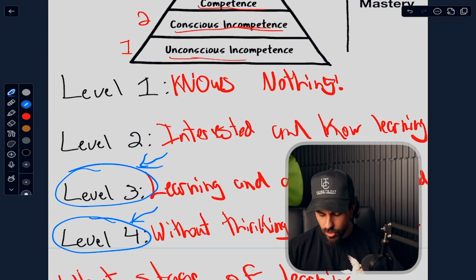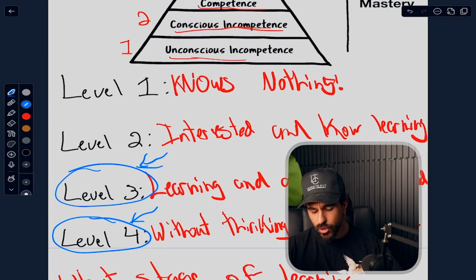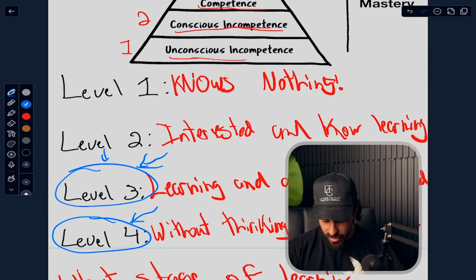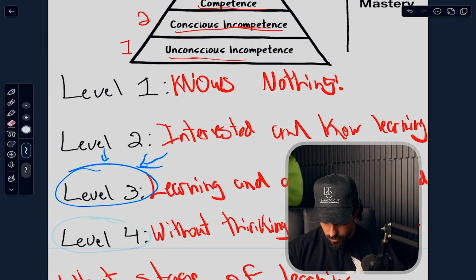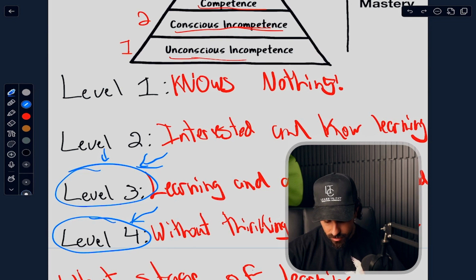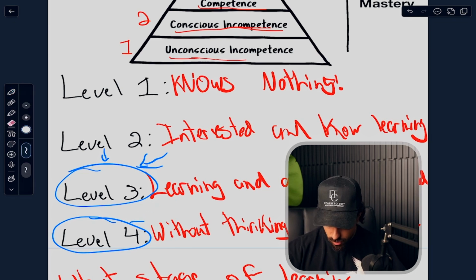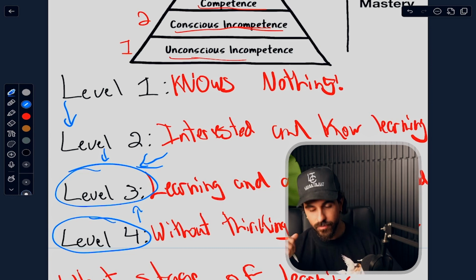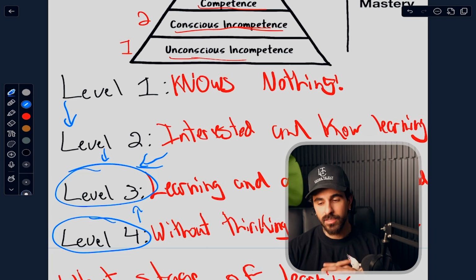At 4, you're stagnant. At 3, you're growing. At 2, you need to reach level 3. At 4, technically, you have to go back to 3, and at 1, you need to get to 2, and then vice versa. So that's what I want you guys to understand.